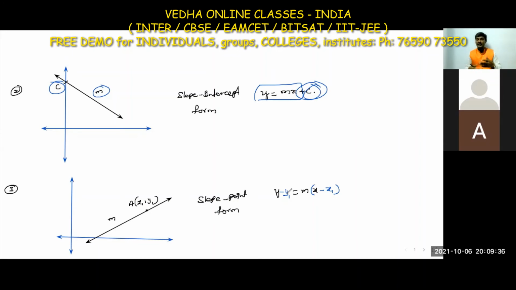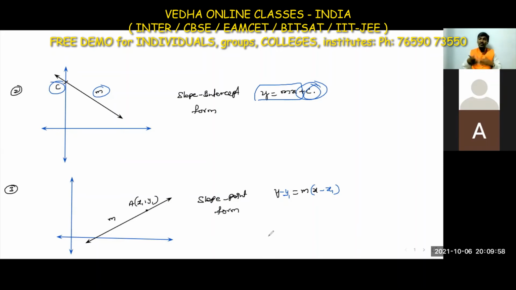Could you repeat once again? Slope point form: y minus y1 is equal to m into x minus x1. Once again, y minus y1 is equal to m into x minus x1. Okay, this is the formula when we know the slope and a point.